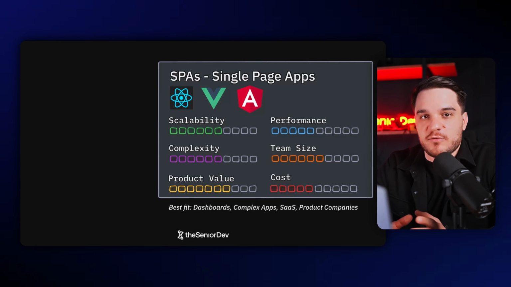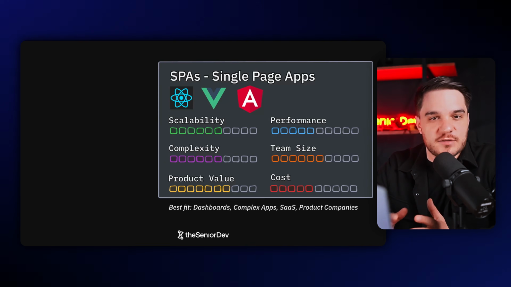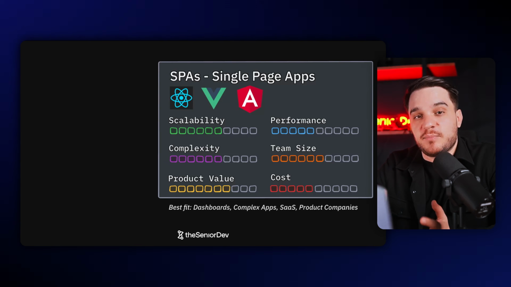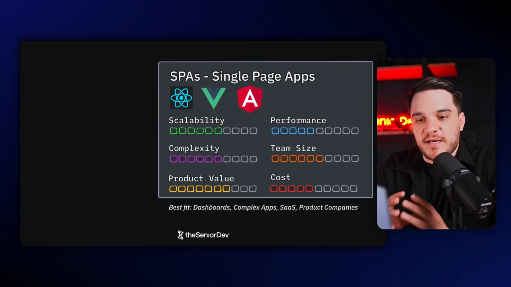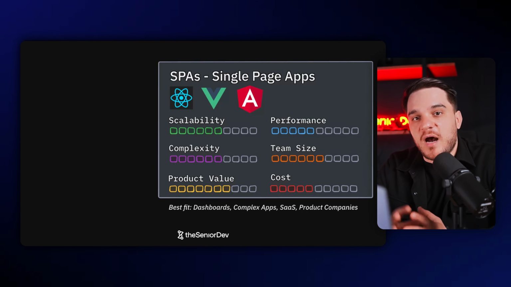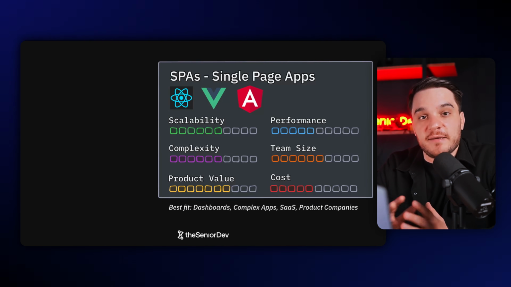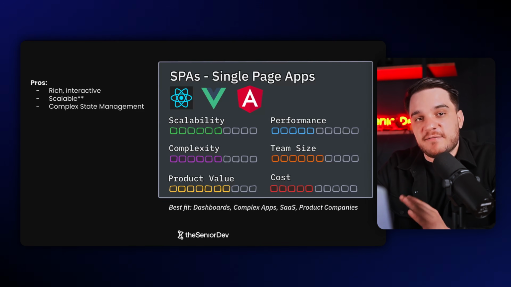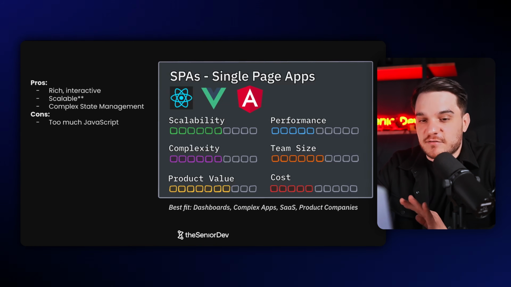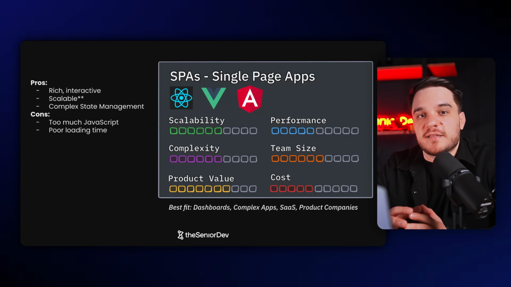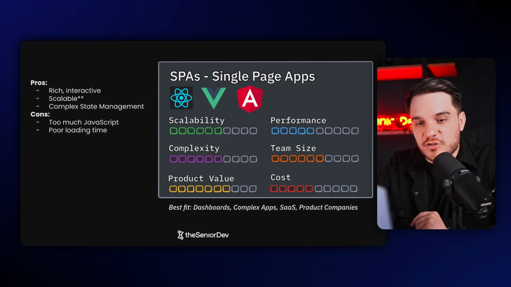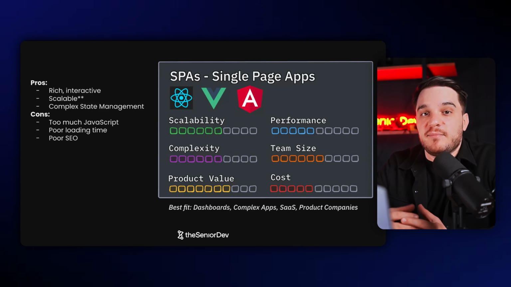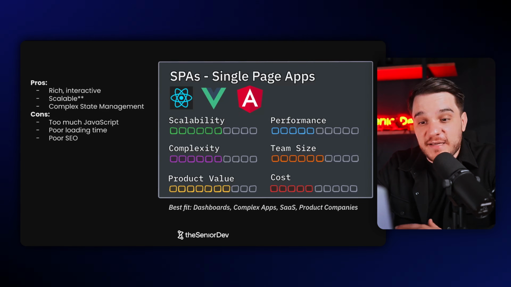So when JavaScript frameworks appeared, you start having these complex products like dashboards, very complex apps, and basically product companies that were building web products, which was pretty new. And this was all enabled by those frameworks. Now, the cost is higher than static pages, but still very manageable. Remember, they are rich, interactive, very scalable. They can handle complex state management, so you have a lot more product value, but there's too much JavaScript, and usually you get a very poor loading time because all of a sudden the browser has to parse and download all that JavaScript to be able to show something. And because you get this initial empty page, you also have very poor SEO.